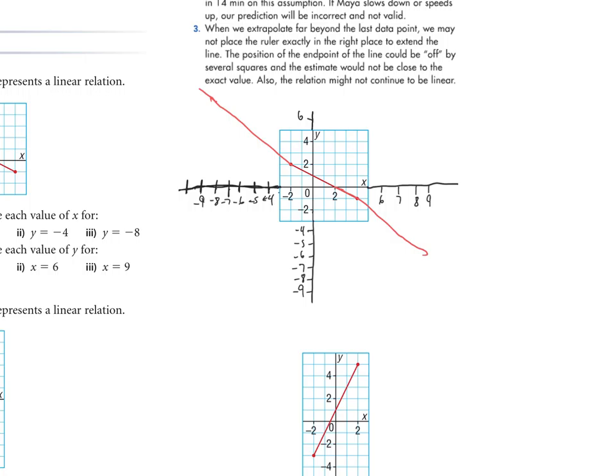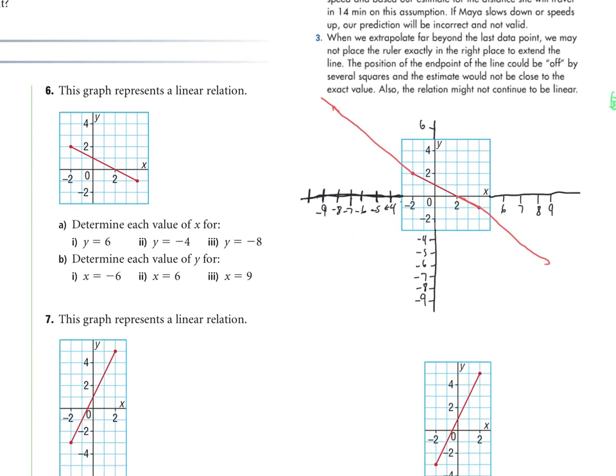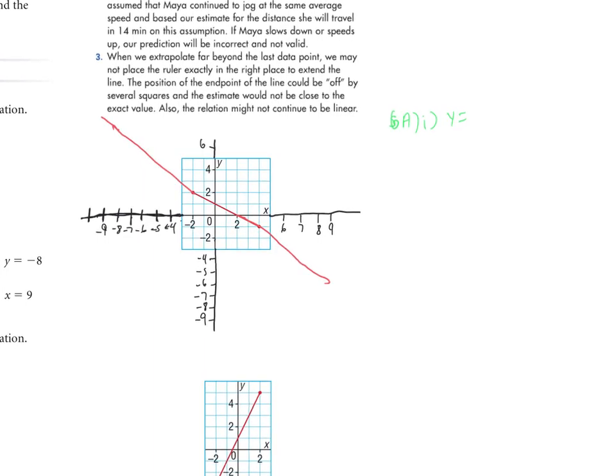So when y is equal to 6, I'm going to start by writing the answers over here. And I'm going to go with number 6a1 and y equals 6. So when y equals 6, which is way up here, we can come straight across till we hit our line. We can come straight down to see it's right here. Now I might be off by a little bit, but that would be 6.5. So x would equal 6.5.